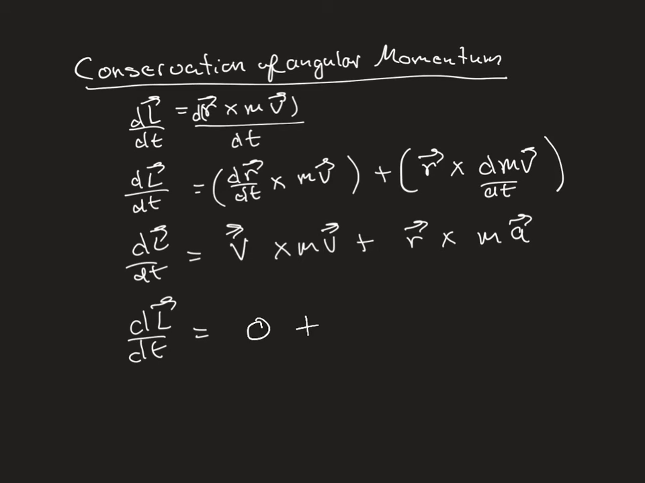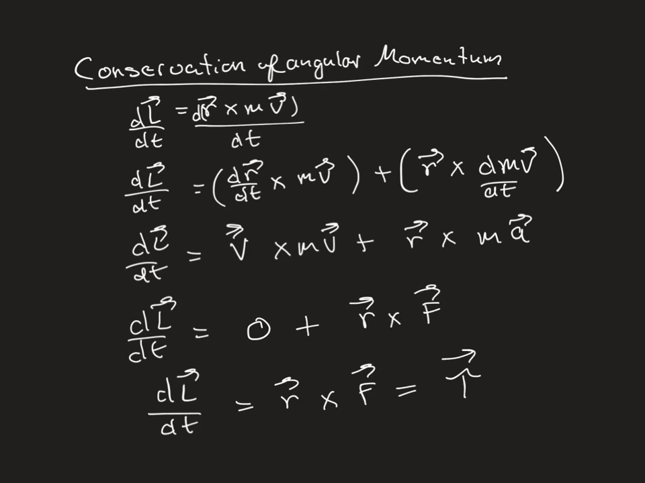Alright, so let's look at our second term. That is going to be r cross, and mass times acceleration is force, so F. So what we're saying here is that the angular momentum is going to change. Remember, R cross F is torque. So if you apply a torque, then the angular momentum changes. If you do not apply a torque, then the angular momentum is conserved.